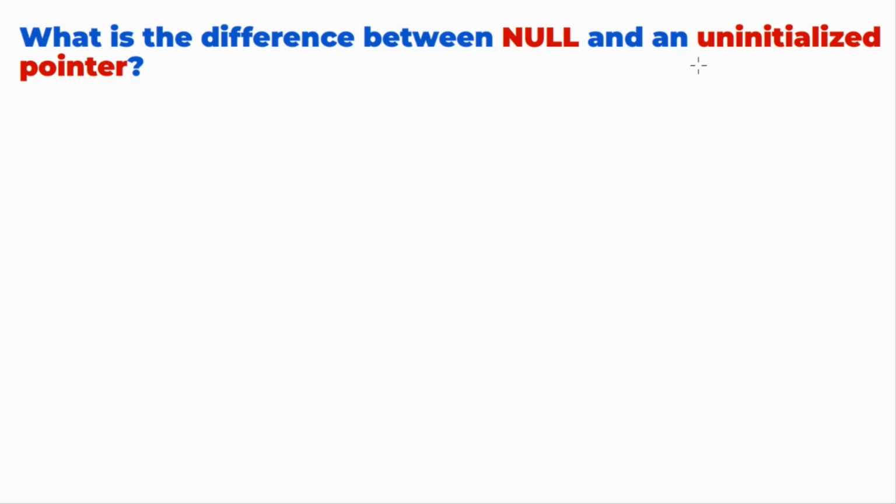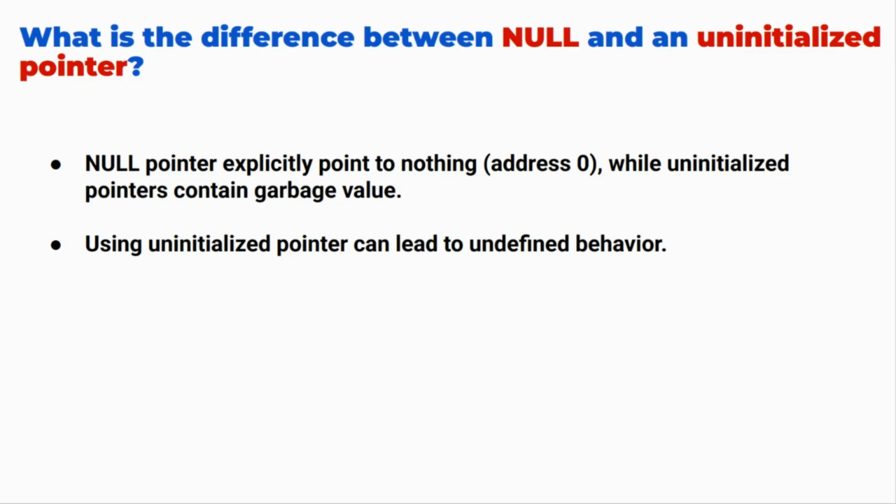What is the difference between a null and an uninitialized pointer? A null pointer explicitly points to nothing, that is address 0, while an uninitialized pointer contains a garbage value. We have to be really careful while handling pointers. Using an uninitialized pointer can lead to undefined behavior.